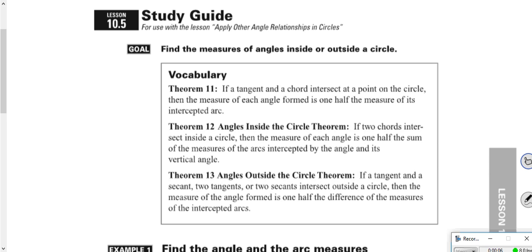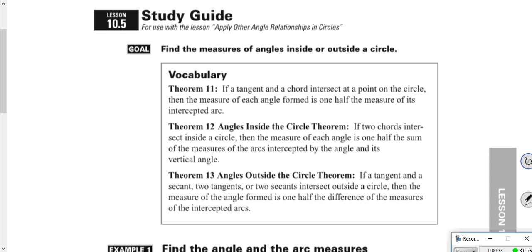This is section 10.5. We are learning more about angles and arcs in regards to tangents and chords going through a circle. So we have 3 theorems on this study guide, Theorem 11, 12, and 13. And I like the way they're described, but I wish they had a pretty picture to go with them.